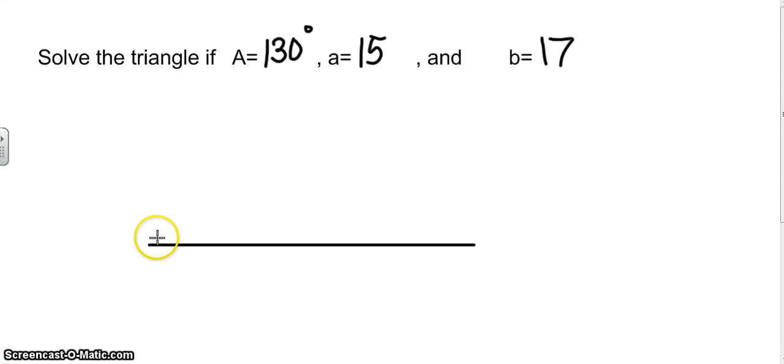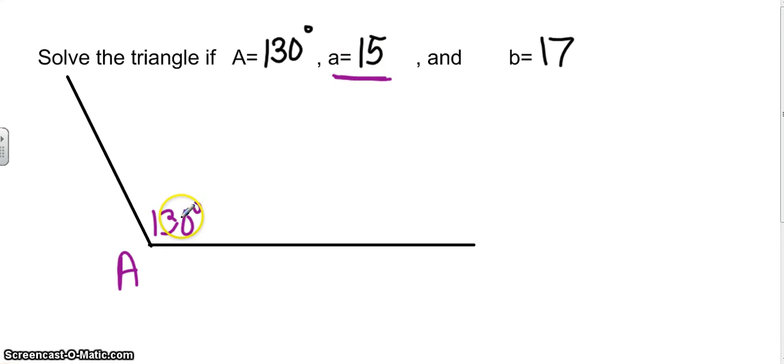Okay, there's one side, and I need 130 degrees. So that's about there, so I'm not exactly right. And this is A. This is the 130 degrees. And it tells me that A is 15, so the side opposite this is 15, and B is 17. Somewhere down here, I have my vertex for B. I don't know where that is because I'm just given this angle, this side, and this side that was 15.